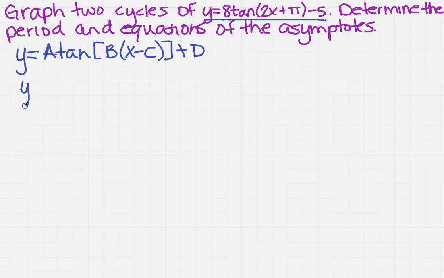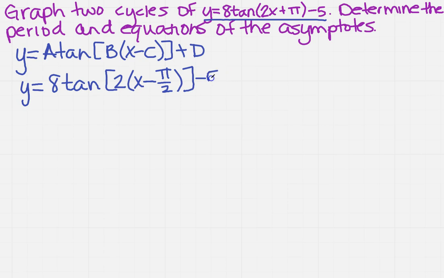So that's going to give me y equals, remember everything in front stays the same. Now for b, I need to factor out a 2. Then I get x minus... Now how am I going to just get pi? Well, I'm going to do times pi over 2, plus, except in our case it's a minus, so minus 5. So there's our standard formula.